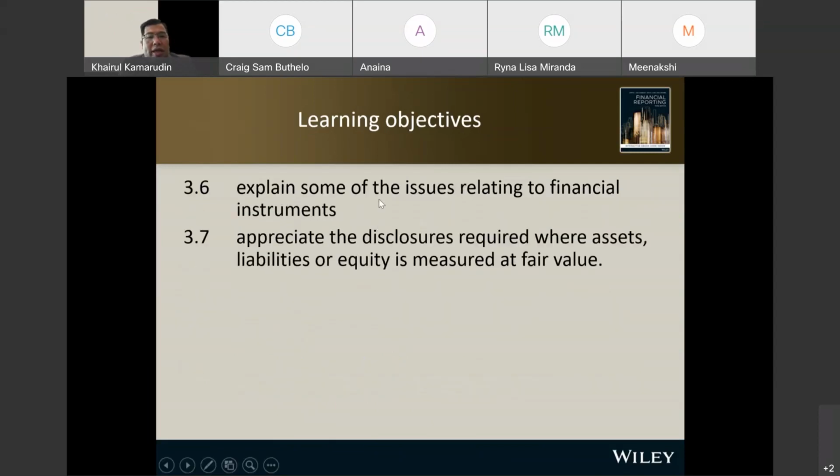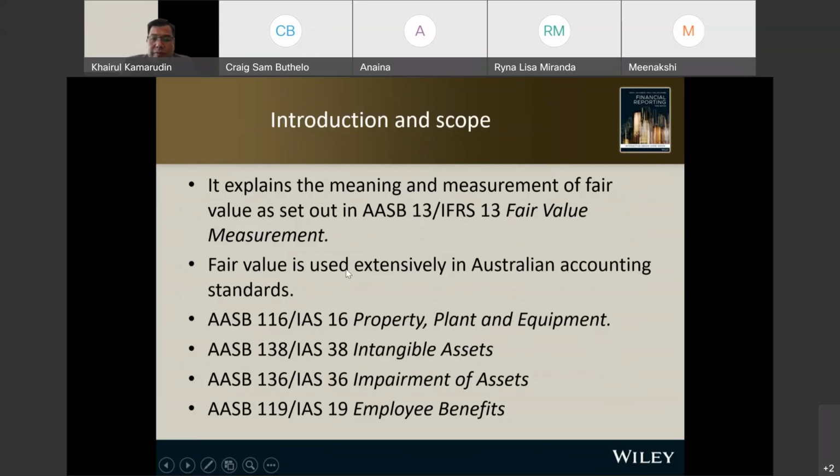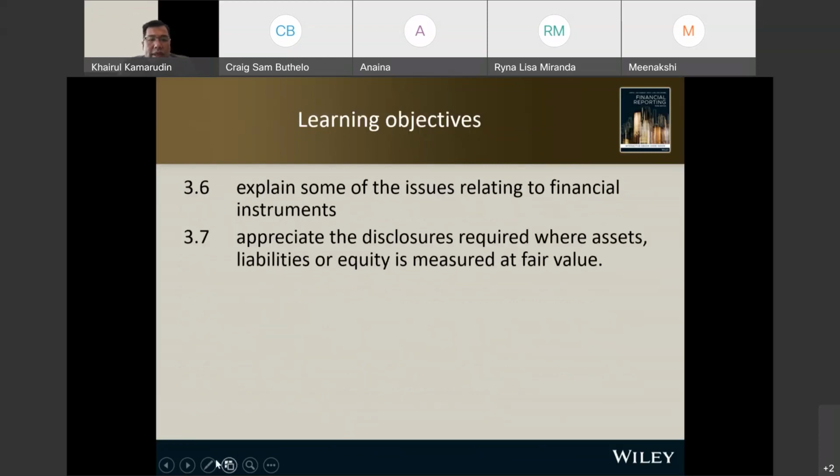Next is to explain some of the issues relating to financial instruments. And finally, we're going to see how we report or disclose information about assets and liabilities in our balance sheet. How are we going to put that disclosure?